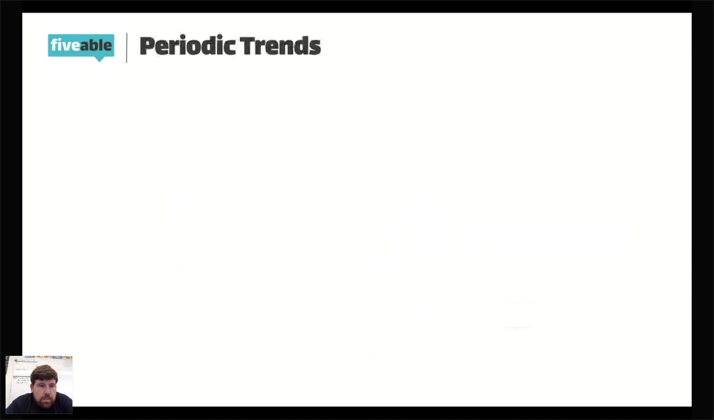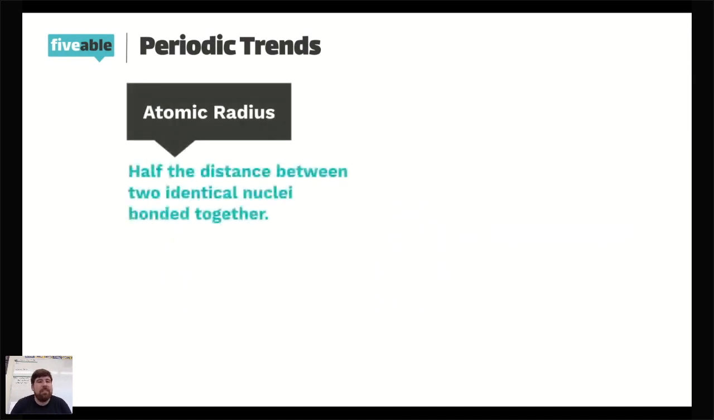The periodic trends. As far as the periodic trends go, there are 4 important trends that you need to know. We have the atomic radius, which is defined as half the distance between 2 identical nuclei bonded together. The reason we have this odd definition is because atoms don't really have an edge to them. So we have to identify where the edge is. The way they do it is by taking 2 atoms, and halfway the distance between the 2 nuclei is going to be the edge of their atom. At the end of the day, though, you can just call it the size of the atom.